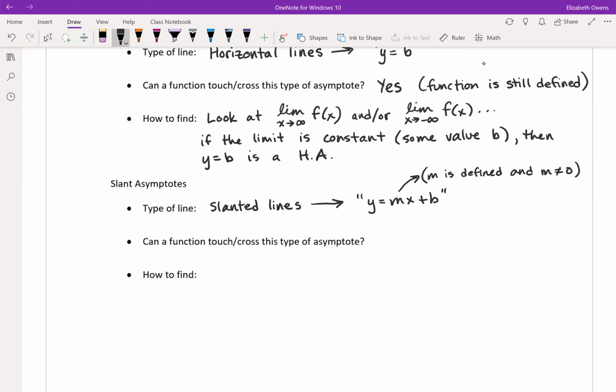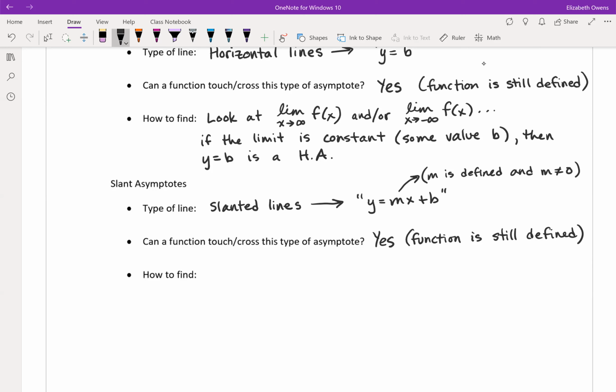Now, can a function cross or touch this type of asymptote? Yes, also on these. Because these are not looking at places where the denominator equals 0 for the function. The function is still going to be defined for this type as well. Function is still defined. Okay.